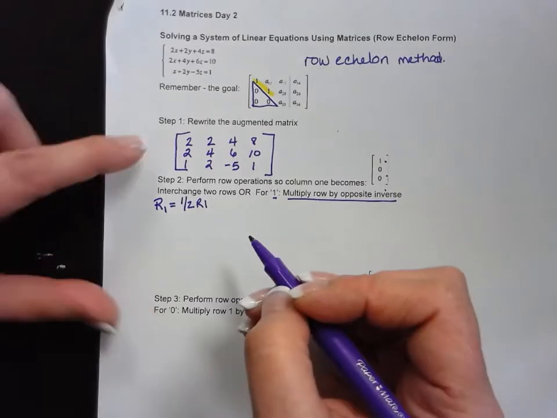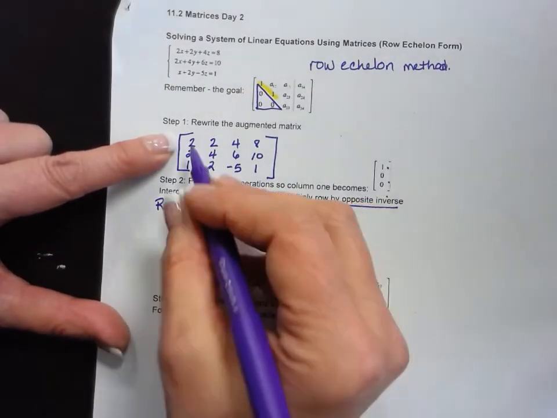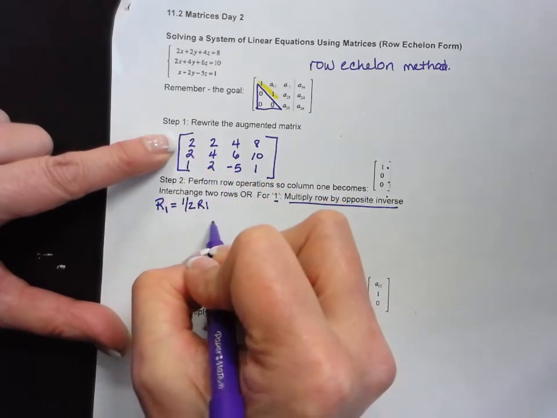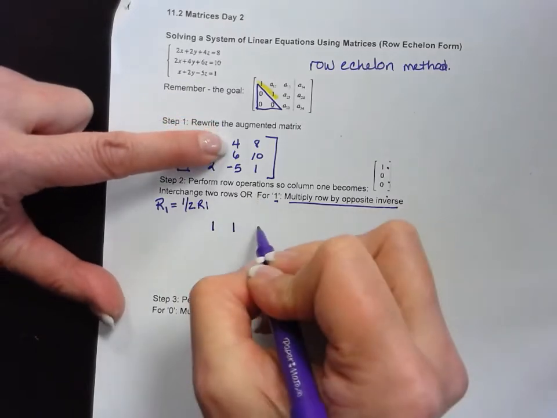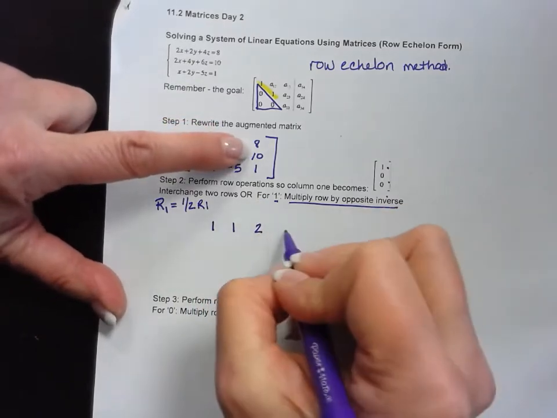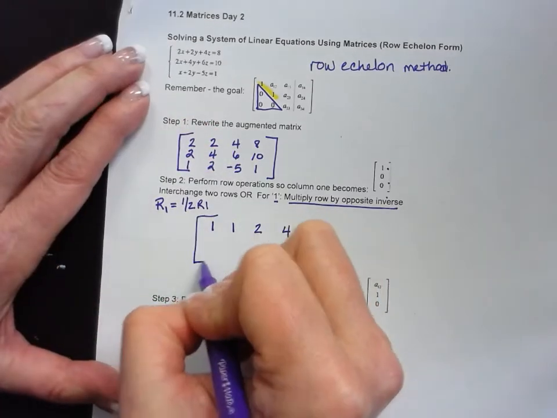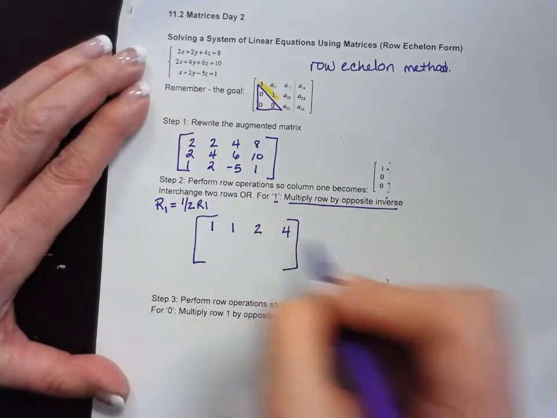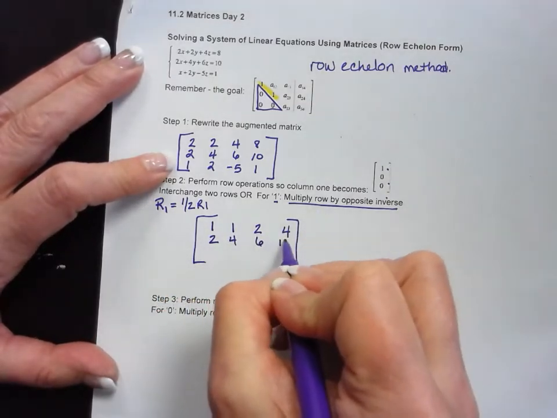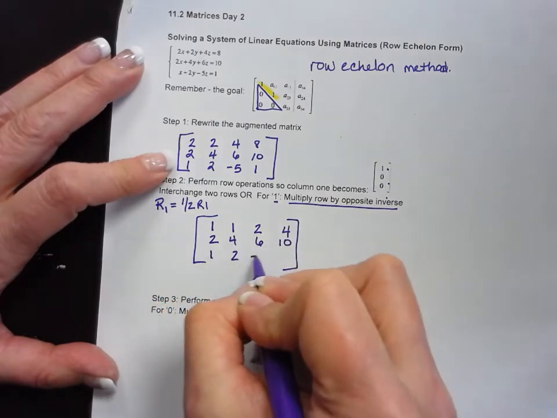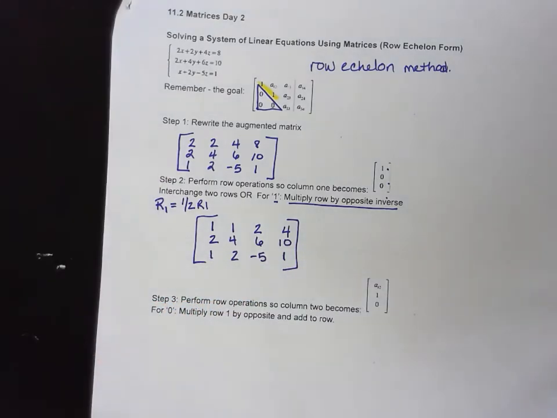All right, so let's multiply all of them. And 1/2 of 2 gives me 1. 1/2 of 2 is another 1. 1/2 of 4 is 2. And 1/2 of 8 is 4. I didn't do anything else to row 2 and row 3, so they stay the same. 1, 2, -1. All right. Everybody good on that one? Yes?